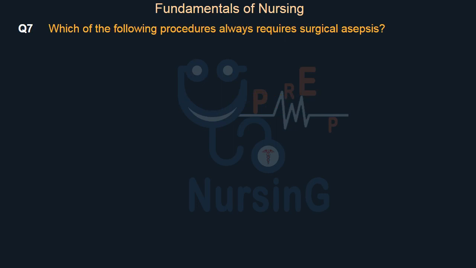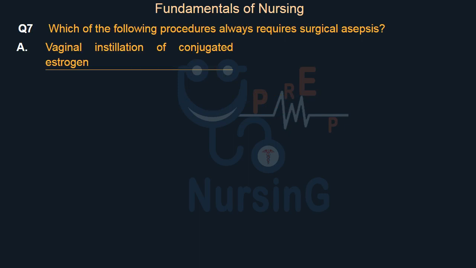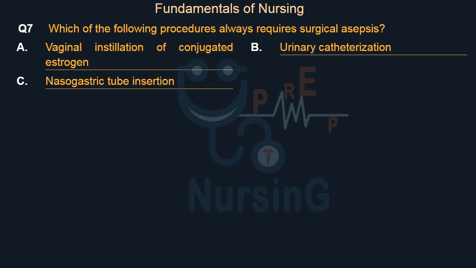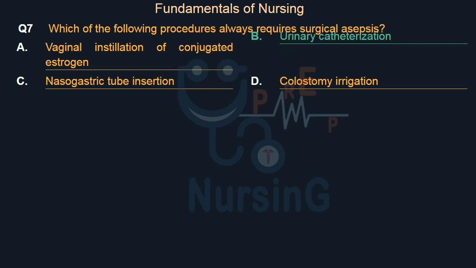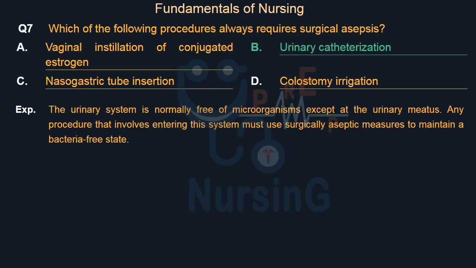Which of the following procedures always requires surgical asepsis? Option A. Vaginal instillation of conjugated estrogen. Option B. Urinary catheterization. Option C. Nasogastric tube insertion. Option D. Colostomy irrigation. Right answer is Option B. Urinary catheterization. The urinary system is normally free of microorganisms except at the urinary meatus. Any procedure that involves entering this system must use surgically aseptic measures to maintain a bacteria-free state.